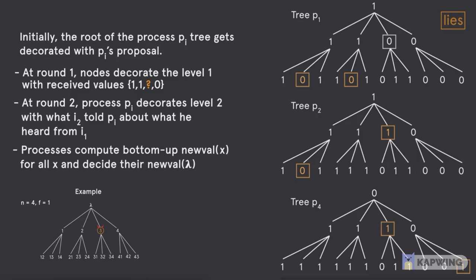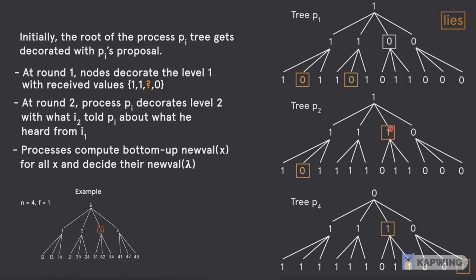In the first round, the processes exchange their proposals and decorate their trees with the proposals they receive from other processes. This value is the value that P1 has received from itself. This value is the value that the process P2 has sent to the tree P1. Here we can see that the value proposed by P3 that it has told P1 is 0, and here the process P4 has told process P1 that the value it has proposed is 0.